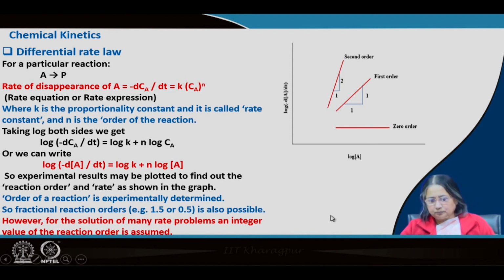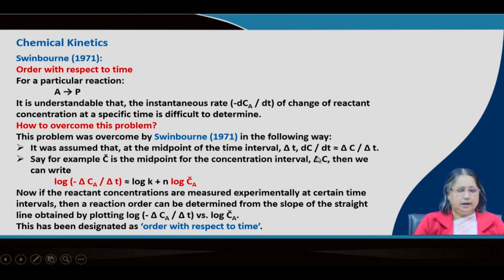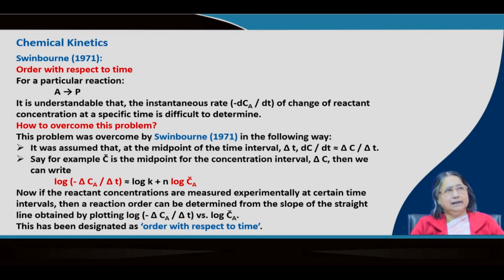Now, it is understandable from the concept of instantaneous rate, this is the minus dC/dt. Here you know that it is the slope at a particular point, and the time difference is very small.